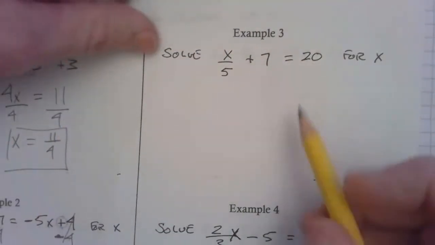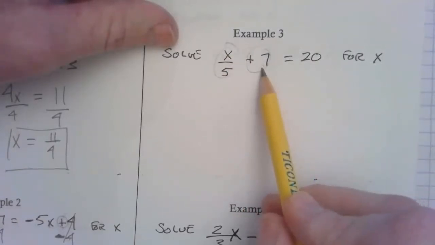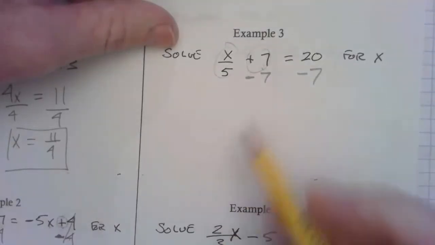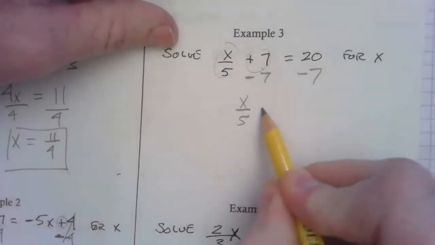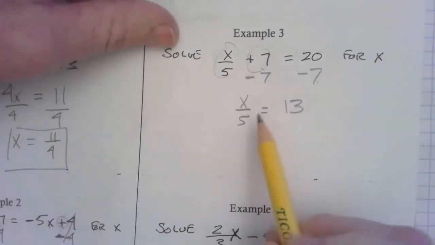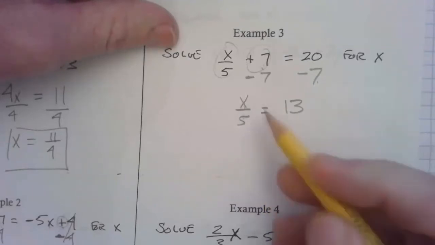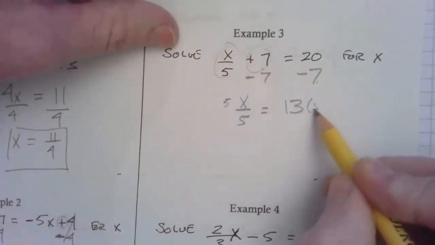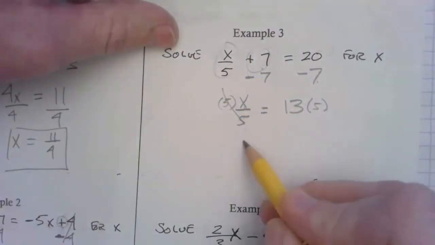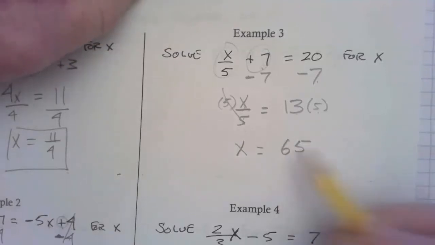Example 3. Same kind of deal. Not worried about this yet. I got to take care of the plus 7 first. So I'm going to subtract 7 from both sides. That leaves me with x over 5 equals 20 minus 7. That's 13. Now I ask myself, all right, so what's going on here? Well, they're dividing by 5, so I need to do the opposite. I'm going to multiply both sides by 5. That'll produce 1 here, which is just x. And 13 times 5, I'll do this in my head, is 65.